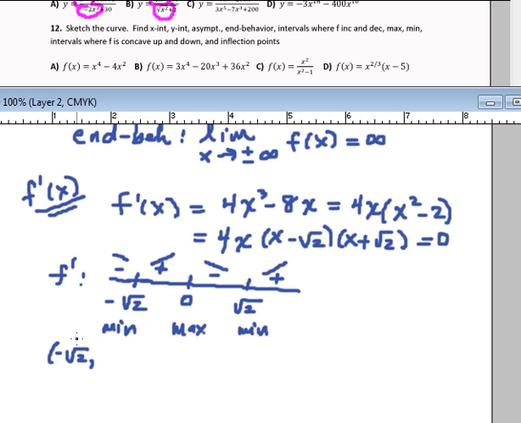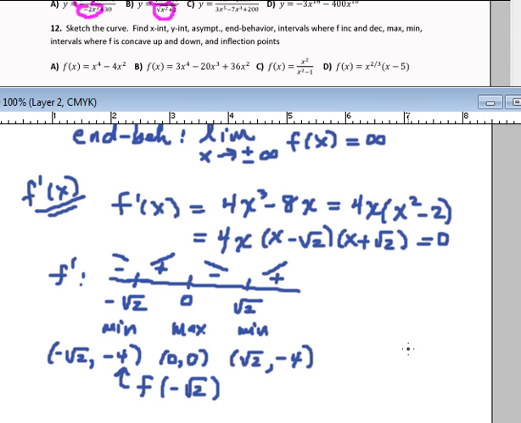And if we substitute minus square root 2 into our original function, we have to substitute back here. Alright, so if we substitute the square root of 2 back in, for a minimum, we get a y value of minus 4, and the max occurs at 0, 0, and the second minimum occurs at square root 2, also minus 4. So let me emphasize, this was obtained from substituting into f, into the original function.